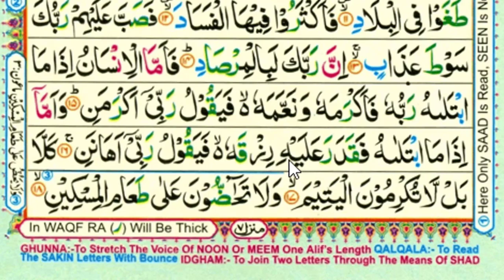Alayhi, this ya is ya leen. Rizqahu, Ra we read in light sound due to kasra under it. Qaf again we read in heavy sound. Ha we lengthen due to inverted dhamma on it. Rizqahu.